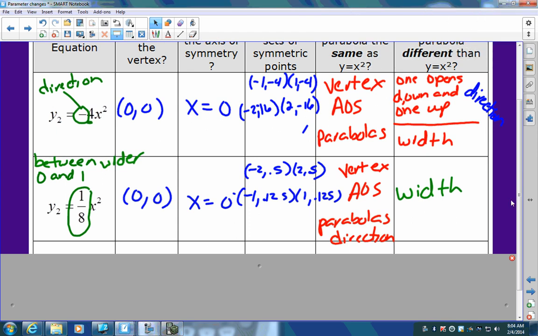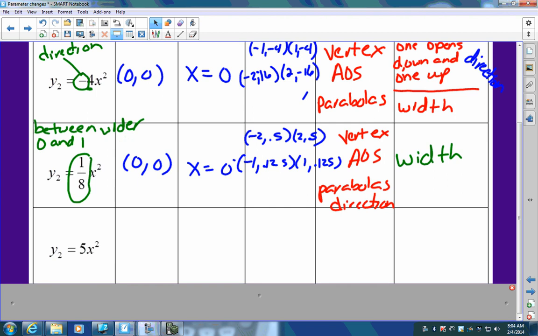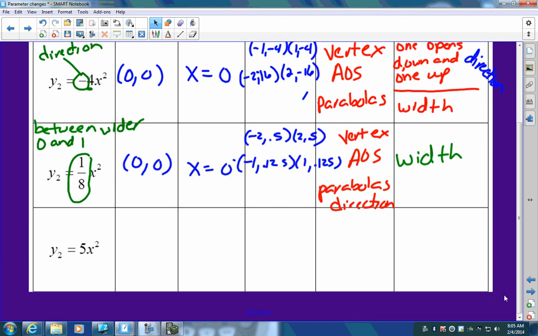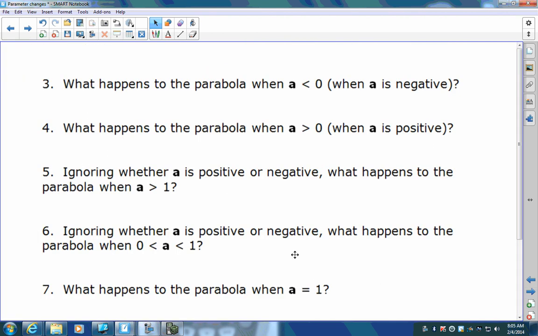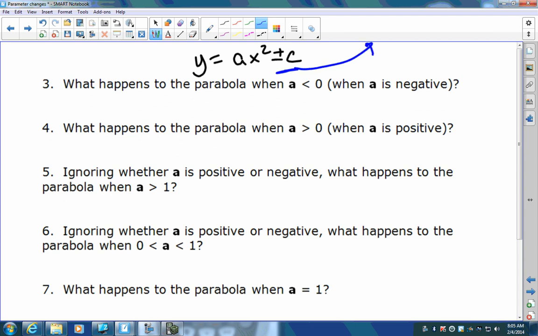Okay, so I'm going to skip down this one part. Let's see. I'm going to skip that 5. Do I have my questions on here? There it is. All right. What happens to your parabola when A is less than 0, when A is negative? Okay, so what it's saying is this. Basically, we have Y equals AX squared plus or minus C. We already talked about this C. This last part right here shifts your parabola up or down.